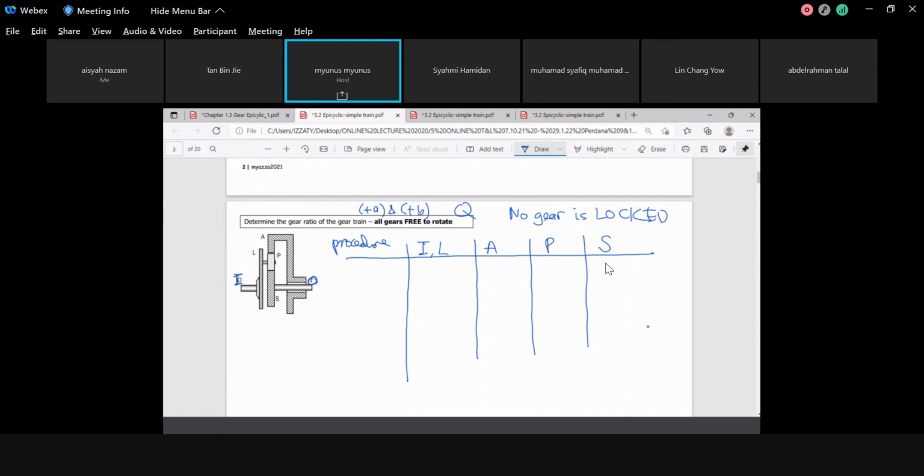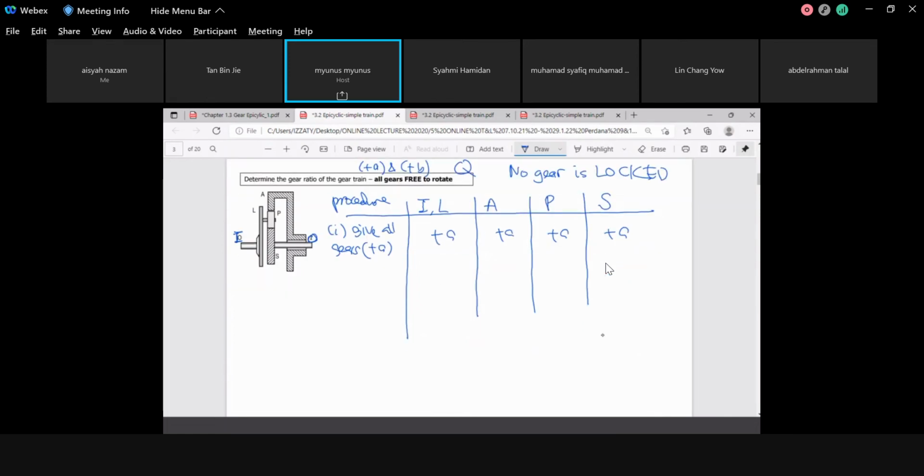So now I'm going to give the whole gear number one, give all gears plus A. What else? Number two, this one, none of the gears is held, right? Hold, you have to hold an arm. This is the formulation. Hold arm. What arm? L. Hold this one, it becomes zero. Now, remember, you can give A or you can give S plus B rotation. You have to decide.